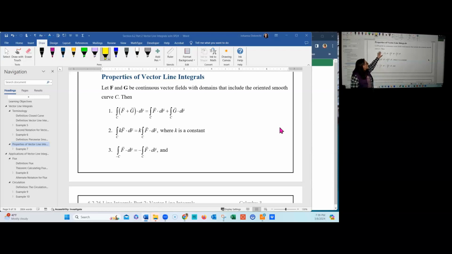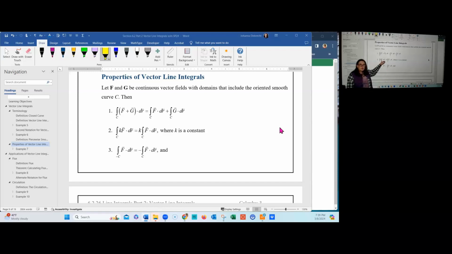If we want to find the vector line integral of the sum of the vector fields f plus g with respect to the vector differential dr, we can instead compute f dot dr over the curve C and add the integral of g dot dr over the curve C. In other words, we still have a sum and difference rule for vector line integrals.